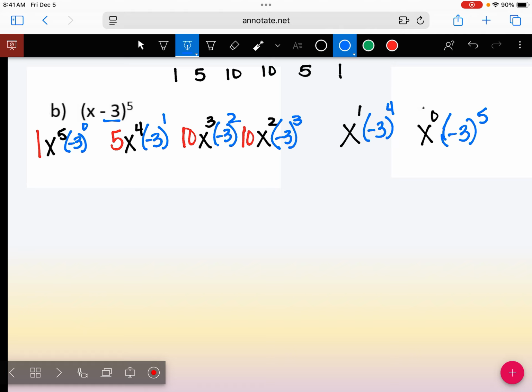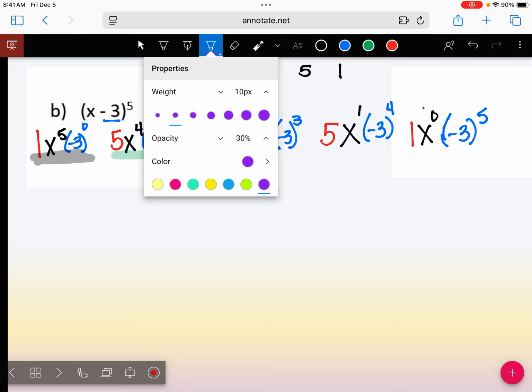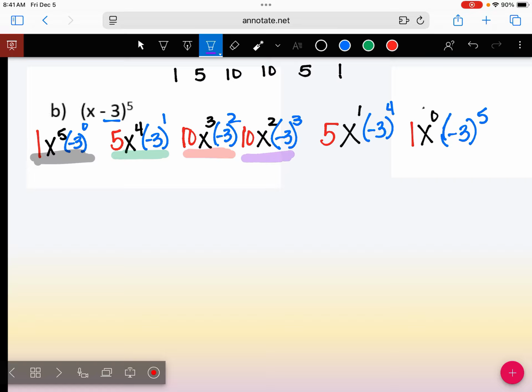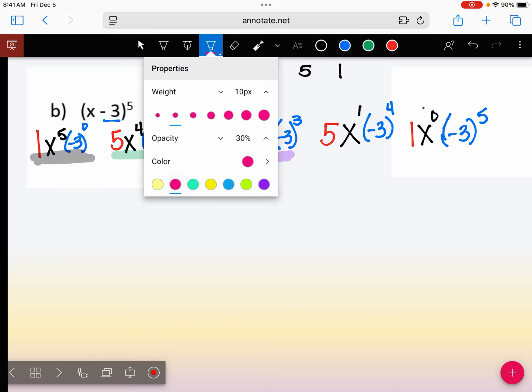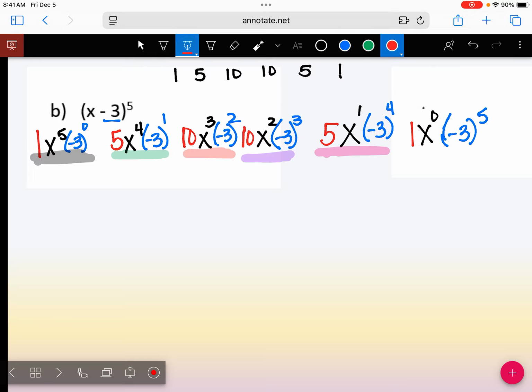So let me go back. Let's talk about another pattern that we see here. These are 5 different terms. This is a term. This is a term. This is a term, even though it's really close together. But this one here, this is a separate term. This is separate. And then we have this one, which is separate. And then lastly, we have this last one. That's separate. All right, so all together, we have 6 terms.